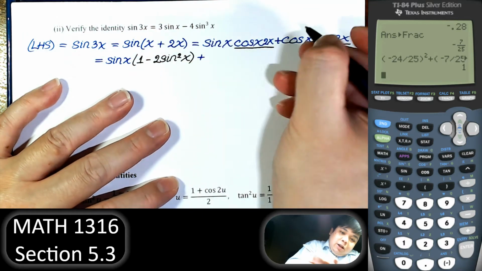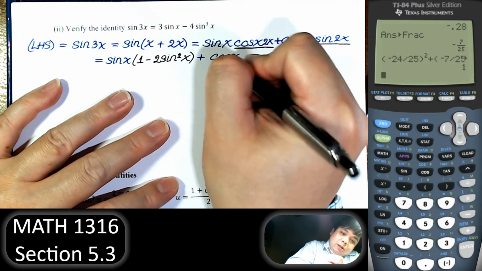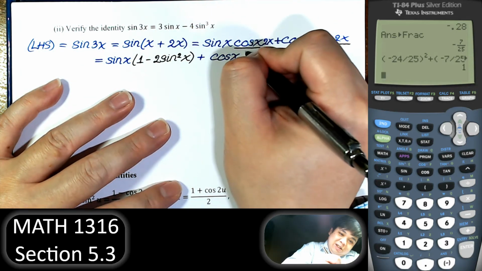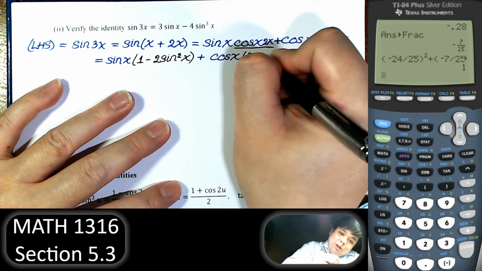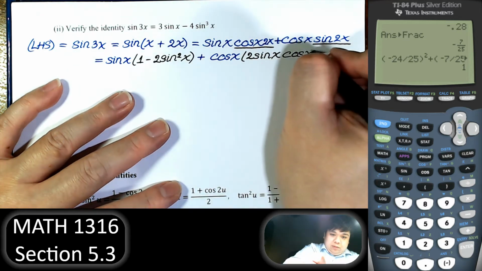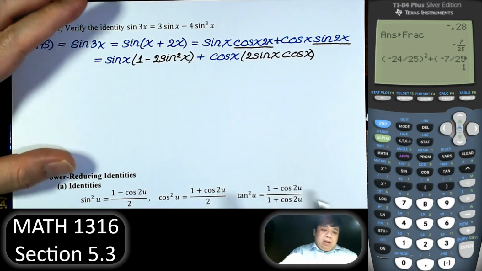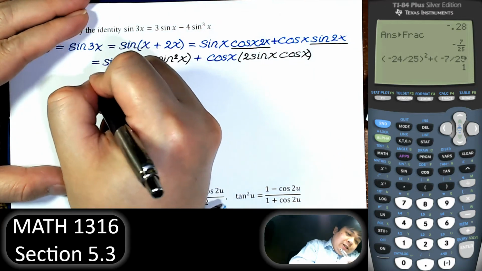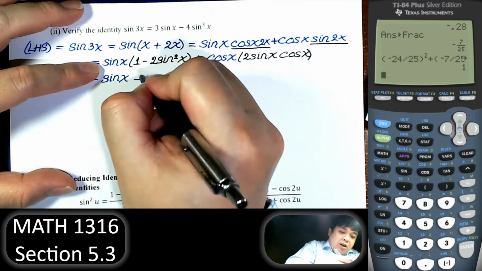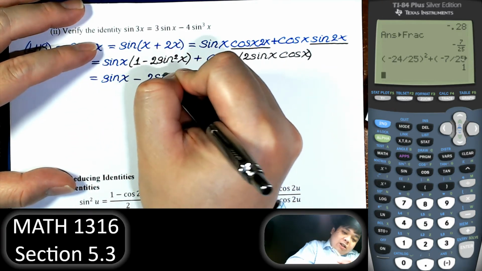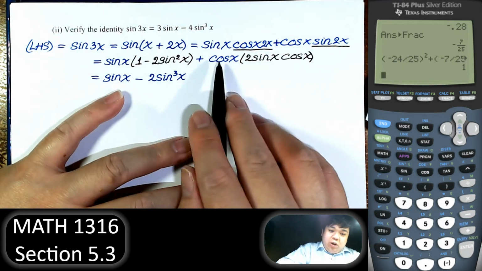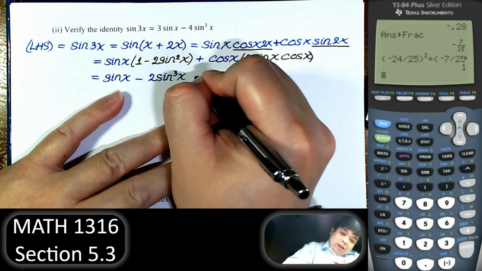And then plus cosine. Now the sine of 2x, there's only one option. Two sine, cosine. Now multiply it all out. Give us sine x. Sine times sine square is sine cube. And multiply this together, we have 2 sine and cosine square.